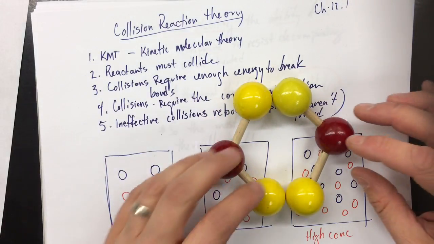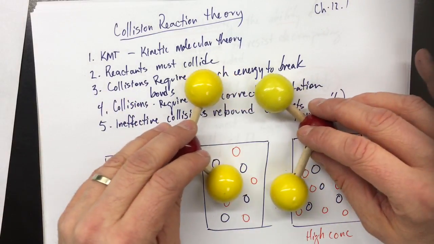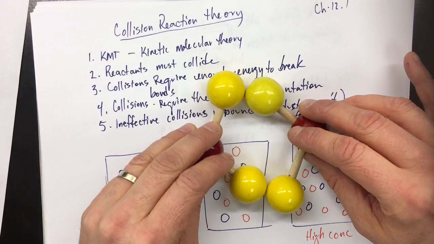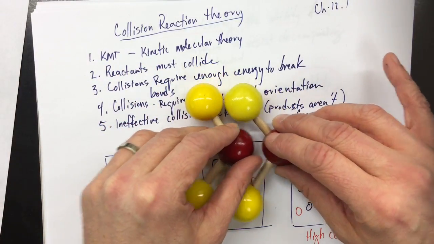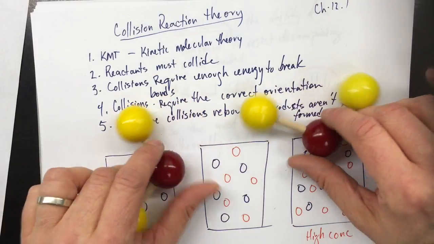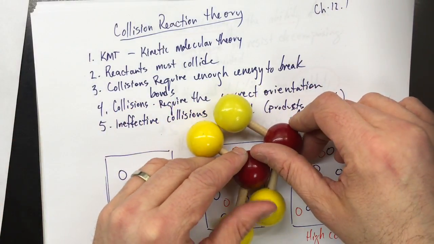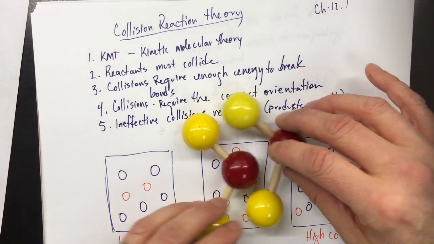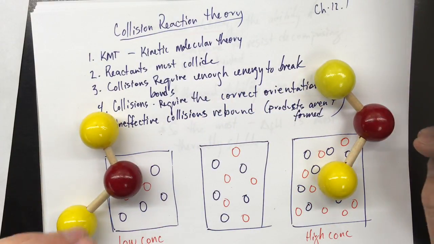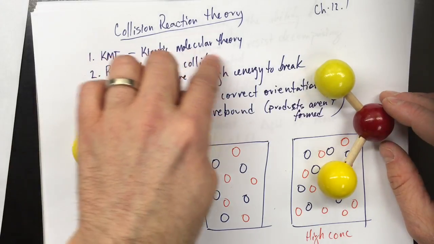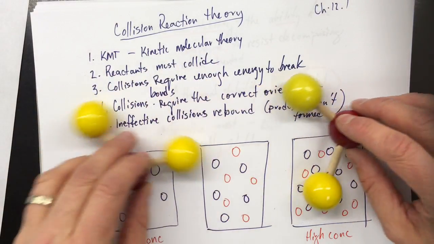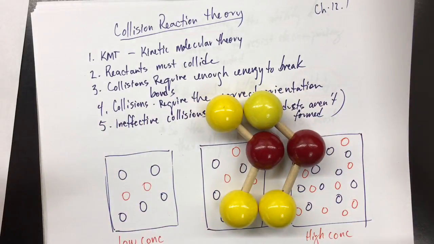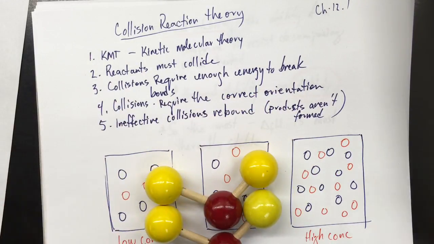The final point is that an ineffective collision, so it collides but in the wrong orientation, or it collides without enough energy, has the particles just rebound off of each other. So the only time that you get an actual reaction to occur is when the molecules, which are moving, collide in the right orientation with enough energy to break the bonds. If you don't have that, then we cannot have the reaction occur, and you just get a rebounding of the molecules, which happens most of the time, to be honest.